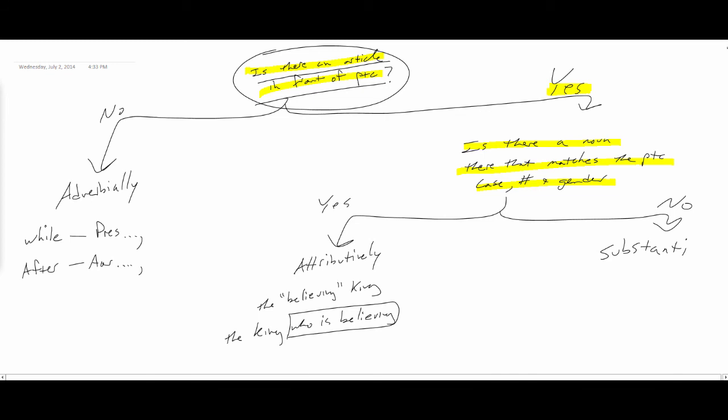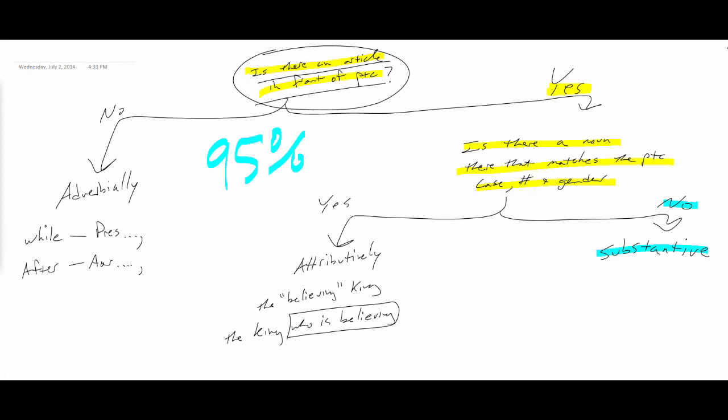Just full disclosure, this flow chart works 95% of the time. So there are some little exceptions, but that's pretty good for Greek. So if the answer is no, there's no noun that matches it, case, number, and gender, even though there is an article, it's a substantive.